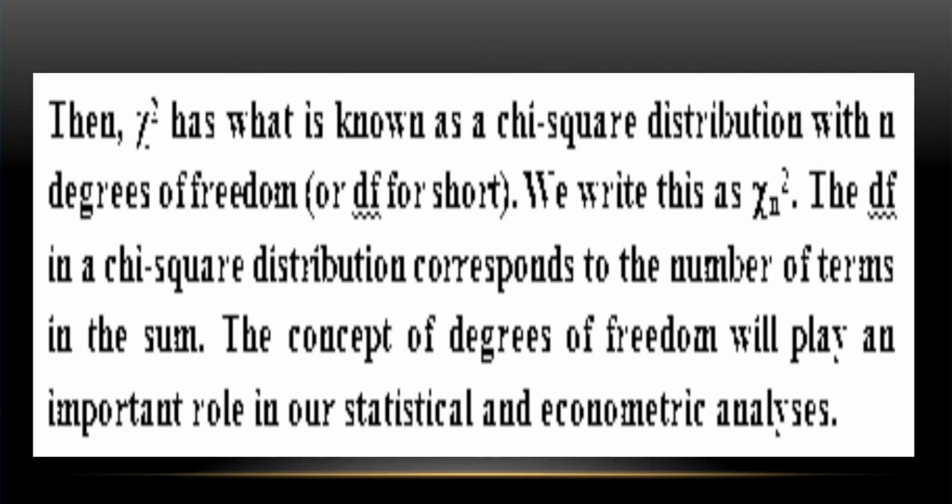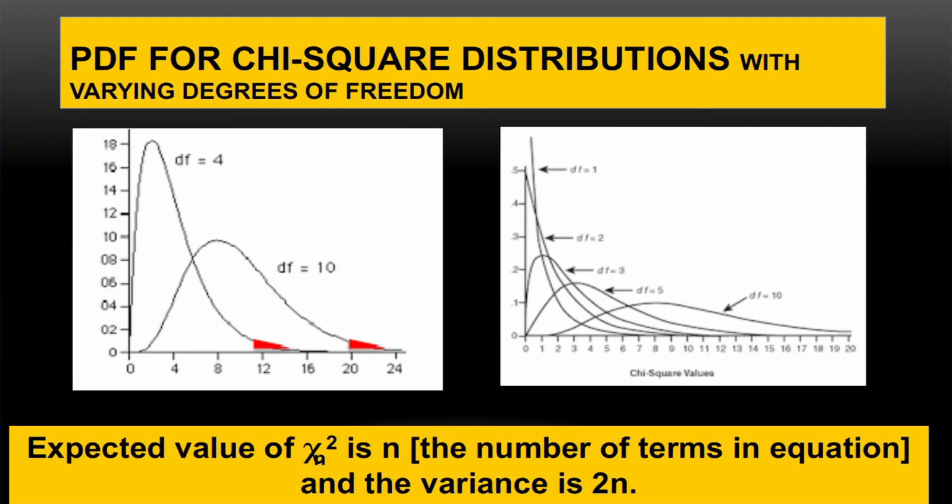We write this as chi-square subscript n. The df in the chi-square distribution corresponds to the number of terms in the sum. The concept of degrees of freedom will play an important role in our statistical and econometric analysis. The PDF for the chi-square distribution with varying degrees of freedom is given in the following diagram.